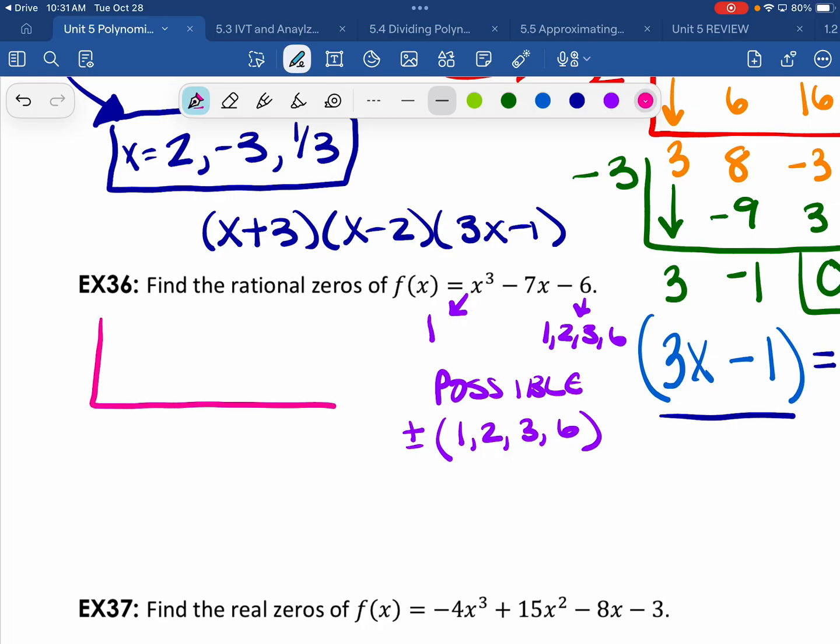Yep, so we're just going to test them. Which one do we want to start with? 6. Pick a different one. 2. Pick a different one. 1, 3. Let's start with 3. Why? Because I know the answer. So we're going to start with 3, and I'm starting with 3 because I know what the answer is.